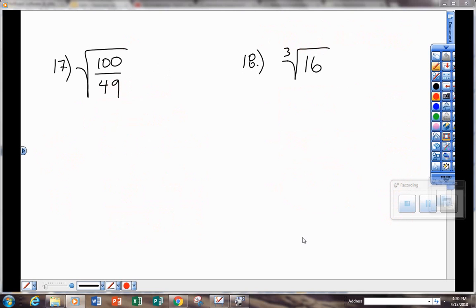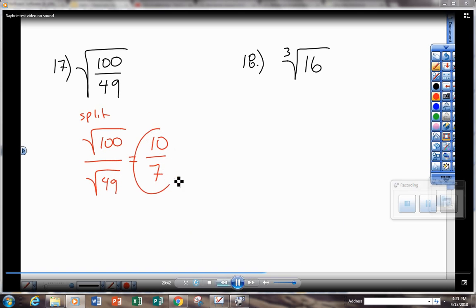Alright, for this one, I'm going to square root both the top number and the bottom number. So I'm going to split it up into a little fraction. That gives me the square root of 100 over the square root of 49. And then you square root each separately, so split it up into two separate square roots. The square root of 100 is 10. The square root of 49 is 7, so it ends up being the whole number 10 over 7.